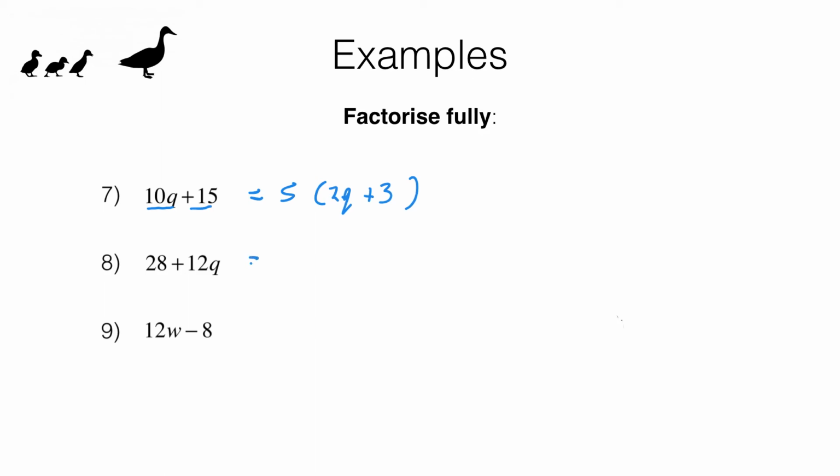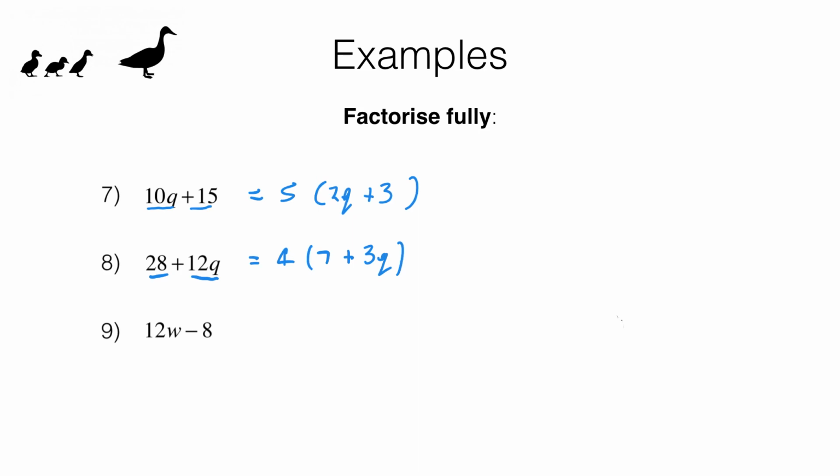Question 8. The highest common factor here that goes into both 12 and 28 is 4. So I'll start my bracket with 4, and then I'm going to draw my open bracket. I multiply 4 by 7 to make 28, so 7 is going to go here. And I multiply 4 by 3q to make 12q, and it's positive, so I'm writing a plus 3q.